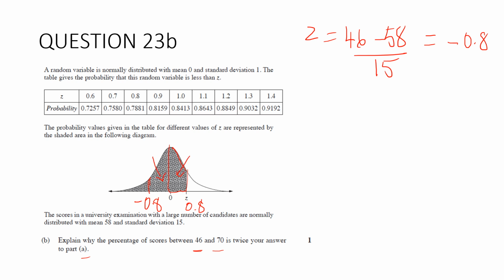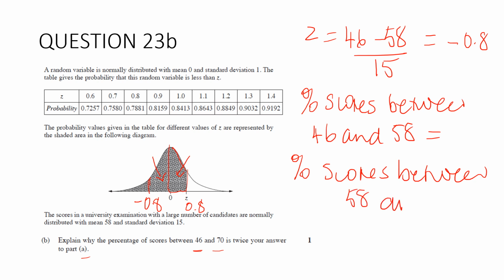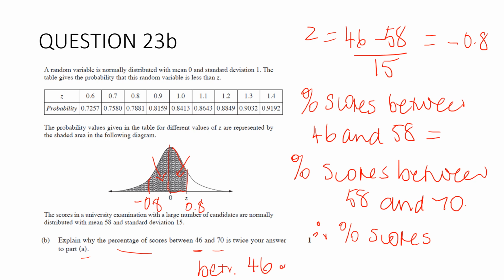So the percentage of scores between 46 and 58 must equal the percentage of scores between 58 and 70. In other words, they're equal. Therefore, the percentage of scores between 46 and 70 is twice the percentage of scores between, I'm running out of room, between 58 and 70.